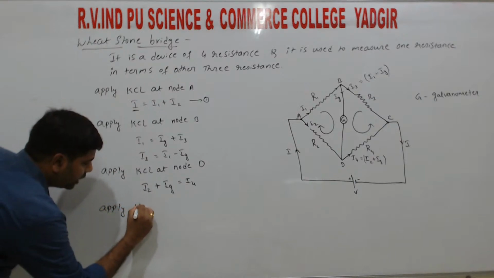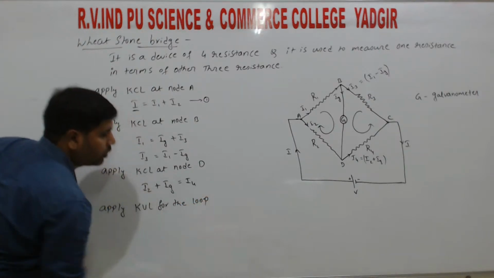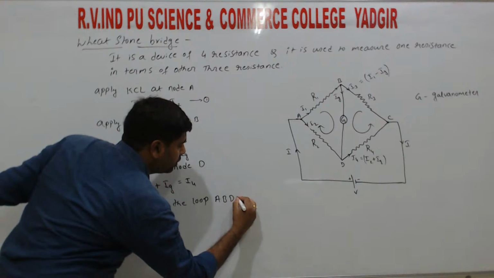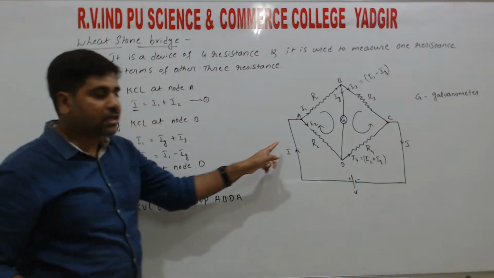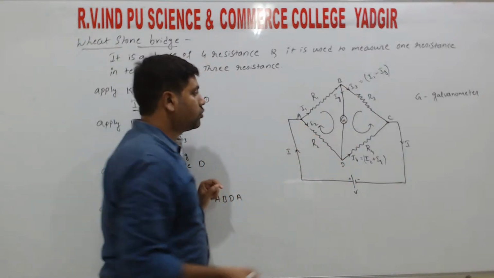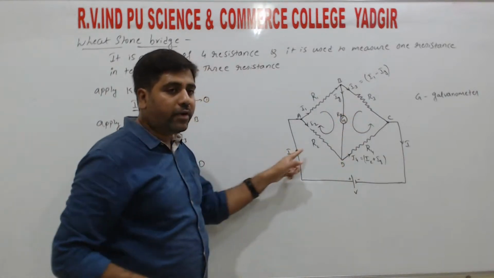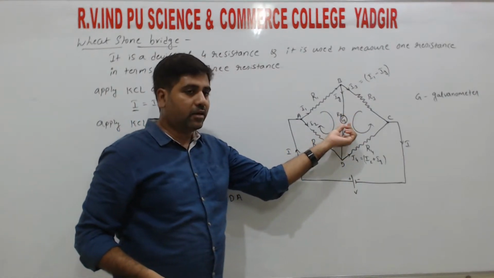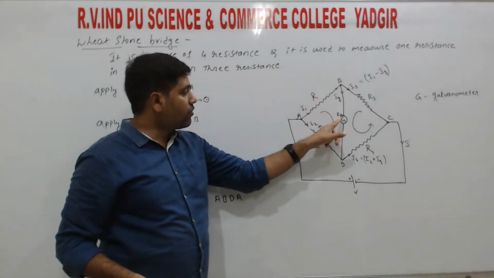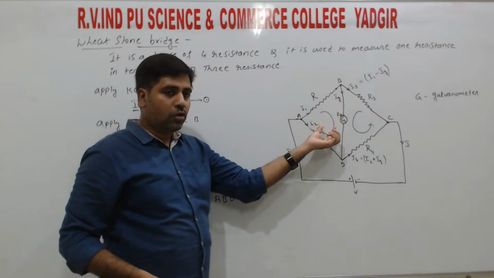Now apply Kirchhoff voltage law for the loop A, B, D, then A. So it starts from A, then to B, then to D, again A. Here G is the galvanometer. It has the resistance Rg, or we can directly take it as G. From the Kirchhoff voltage law, here we have the resistances R1, Rg and R2, but no cells are present in this loop.